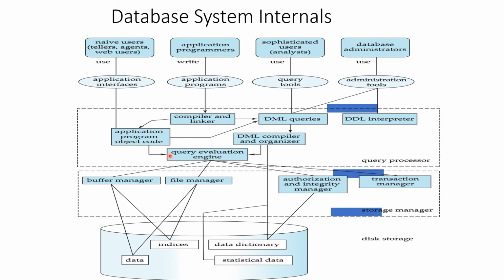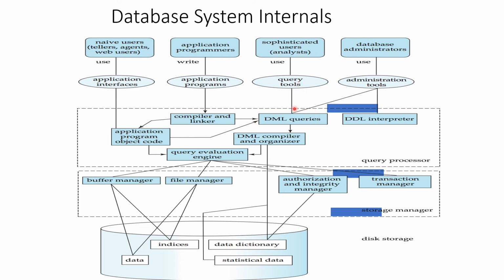Then here is the query evaluation engine, because here you get all the queries that come from outside. This query evaluation engine evaluates the query, how efficient it is, and generates a report on how efficient the query was. Now we have this object code coming to DML queries. I will tell you what DML queries are. Just suppose this is DML queries, and through the compiler and linker, the application program object code all comes to DML queries.